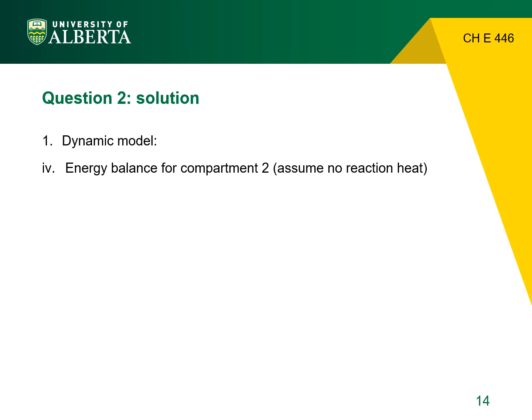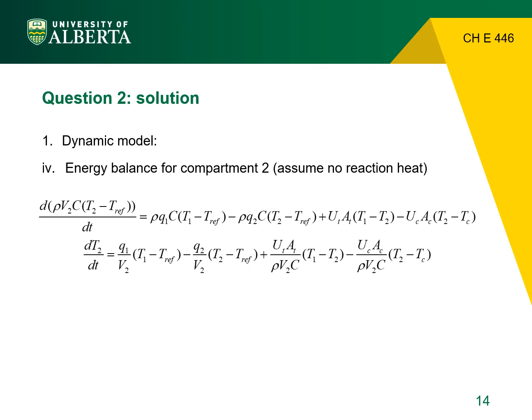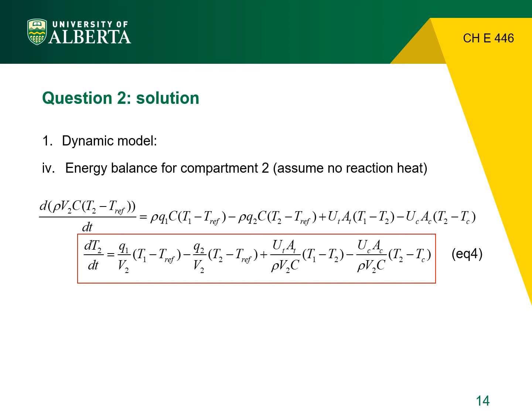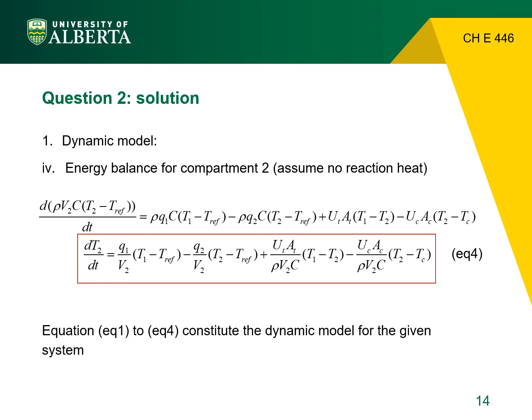Finally, let us also conduct the energy balance for compartment 2. Using the law of conservation of energy, we have the rate of change of energy within compartment 2 of the reactor equal to the difference between rates of energy flow into and out of compartment 2, while accounting for the heat transfer between compartments 1 and 2 as well as the heat removed by the cooling medium. Upon simplifying, equation 4 of the dynamic model gives the rate of change of temperature within compartment 2 of the reactor. And therefore, equations 1 to 4 constitute the dynamic model for the given system under the listed assumptions.